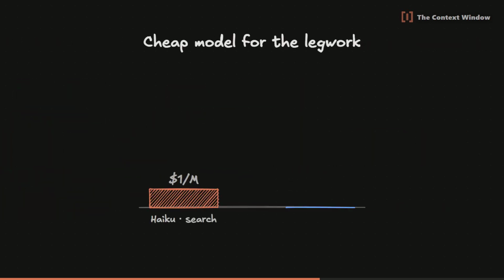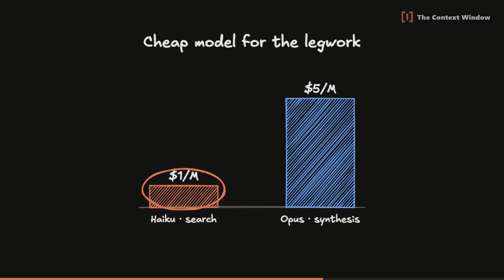Here's a money saver worth knowing. The search agents are doing grunt work. Query, skim, summarize. You don't need your biggest model for that. Run them on Haiku, which is $1 per million input tokens. Save Opus at 5 for the final synthesis, where the thinking actually matters. Cheap model for the legwork, the smart one for the write-up.